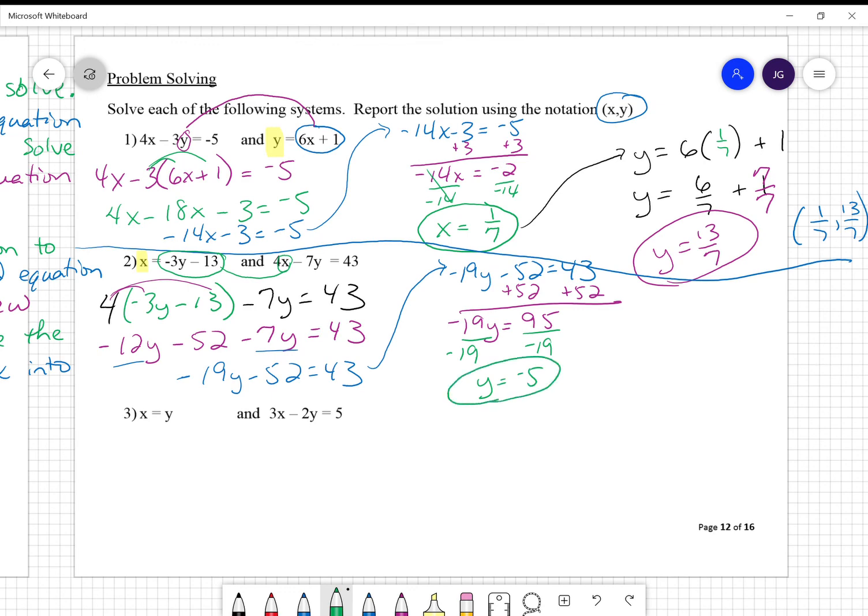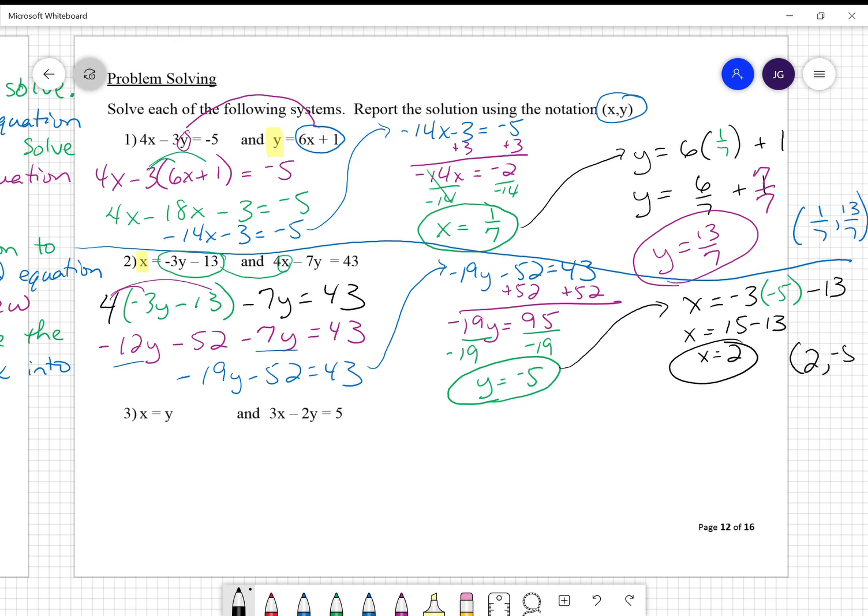Now I'm going to plug that into the original equation. x equals negative 3 times y, but instead of y I'm going to put negative 5, minus 13. x equals, negative times negative is positive, 15 minus 13, x equals 2. So my ordered pair solution is x is 2, y is negative 5. 2, negative 5.